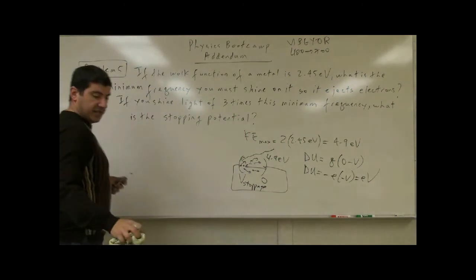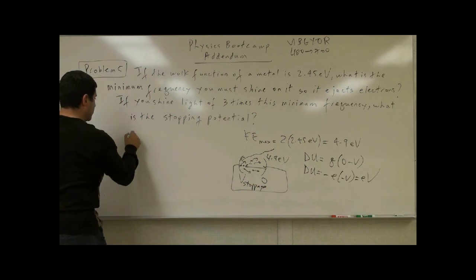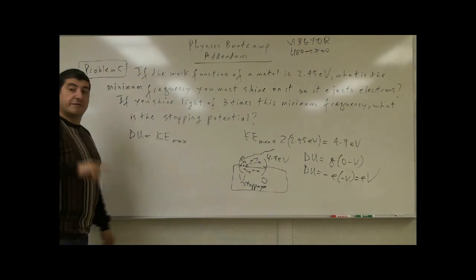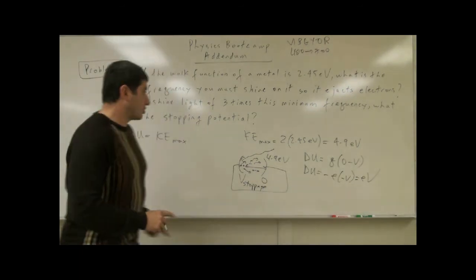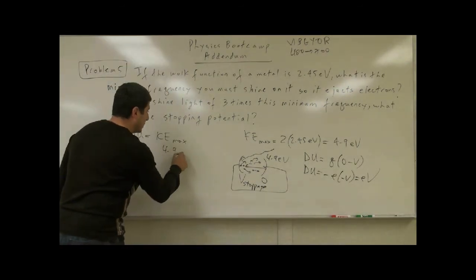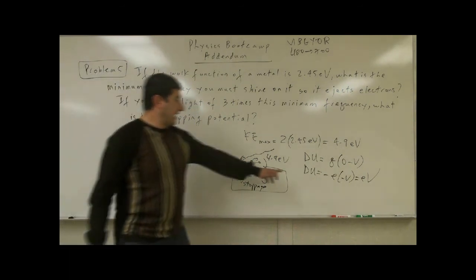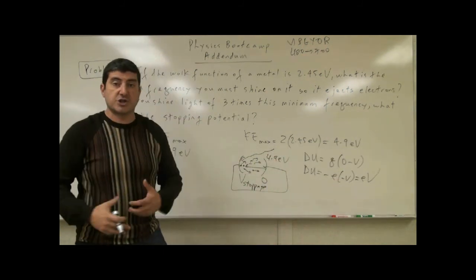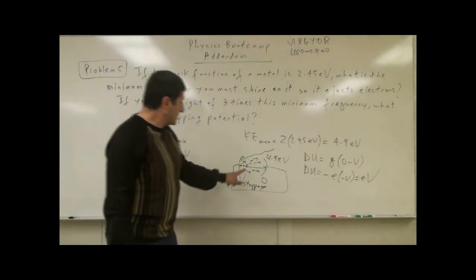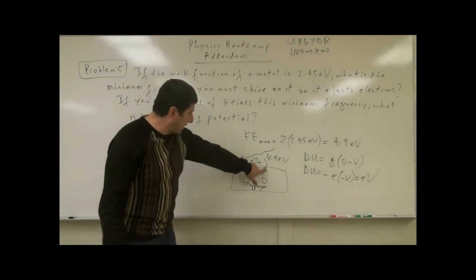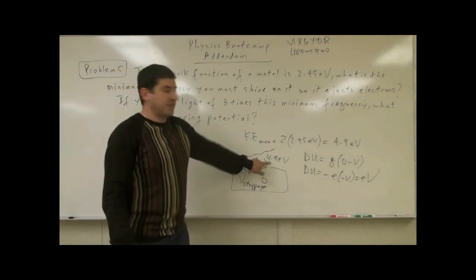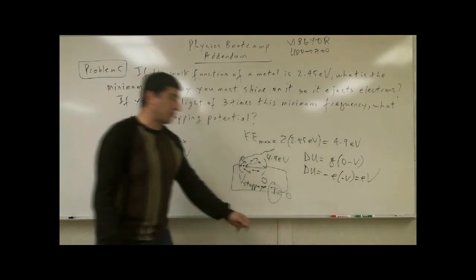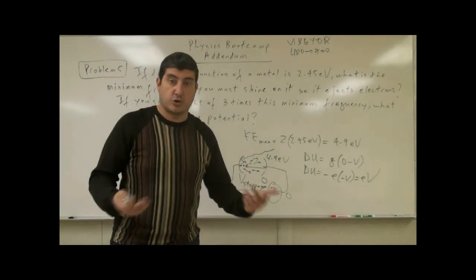So therefore I can say delta U is equal to the maximum kinetic energy of the fastest moving electron, which is 4.9 electron volts. If the energy gained by the electron equals the maximum kinetic energy, that means even the fastest moving electron will stop by the time it gets there, and therefore the current in the circuit will be 0. The current in the circuit is 0. And that's how we can test the photoelectric effect.